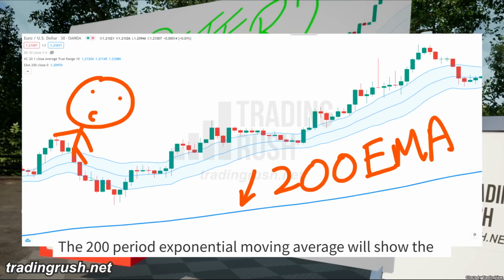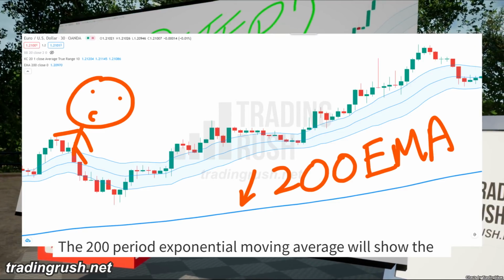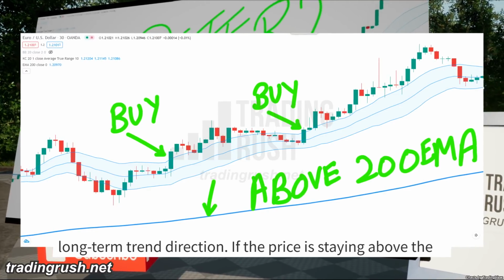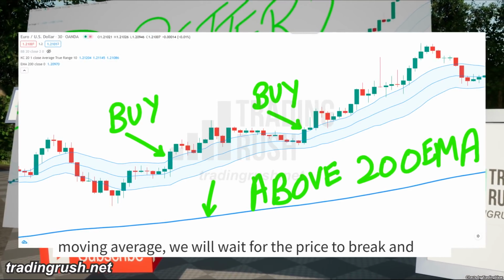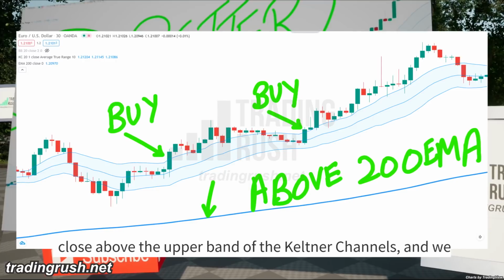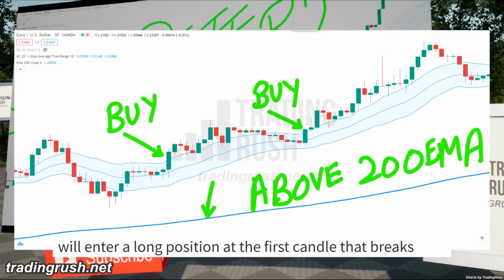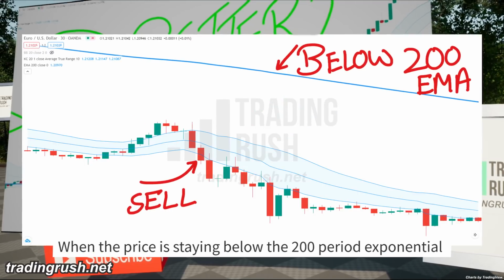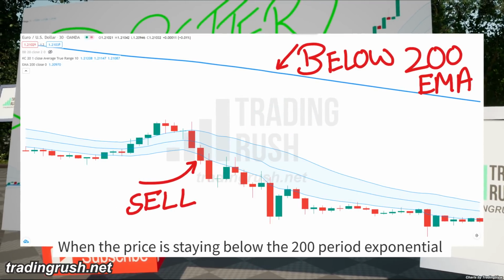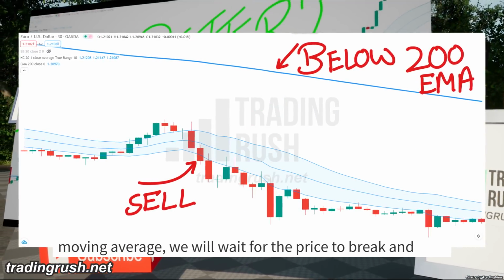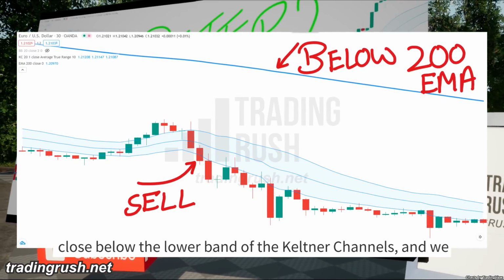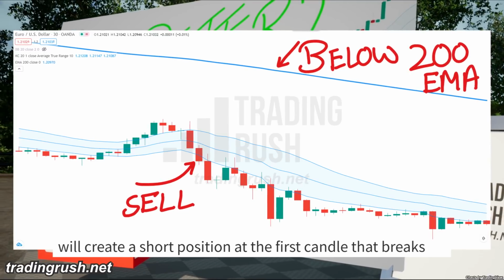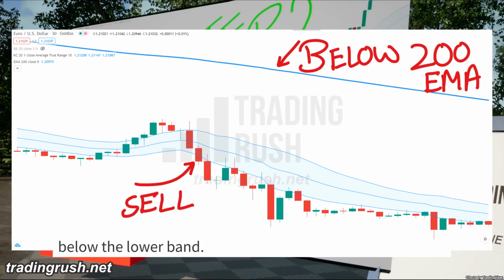The 200-period exponential moving average will show the long-term trend direction. If the price is staying above the moving average, we will wait for the price to break and close above the upper band of the Keltner channels, and we will enter a long position at the first candle that breaks above the upper band. When the price is staying below the 200-period exponential moving average, we will wait for the price to break and close below the lower band of the Keltner channels, and we will create a short position at the first candle that breaks below the lower band.